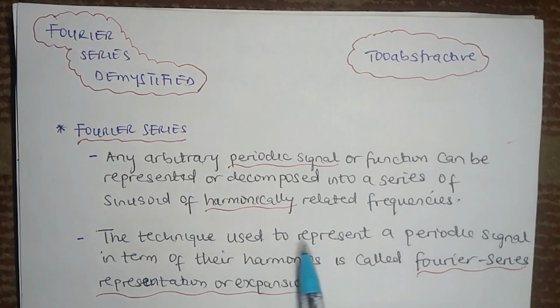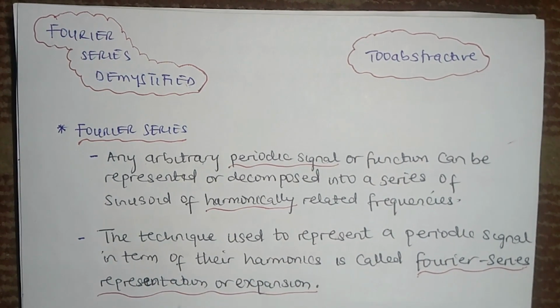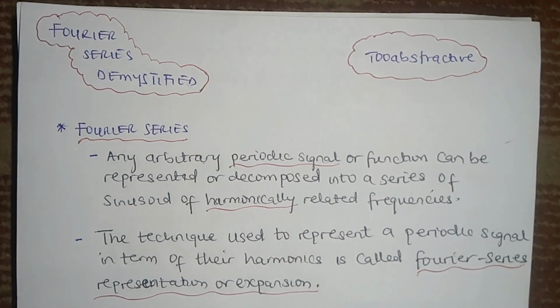Now, the technique used to represent a periodic signal in terms of their harmonics is called Fourier series representation or expansion. That simply means that any arbitrary periodic signal can be represented or decomposed. You can break it down into a series of sinusoids or sine waves. And these sine waves are not just one sine wave. It has several sine waves amalgamated together with some harmonically related frequencies. The technique used to break the signal down is what we call the Fourier series representation or expansion.